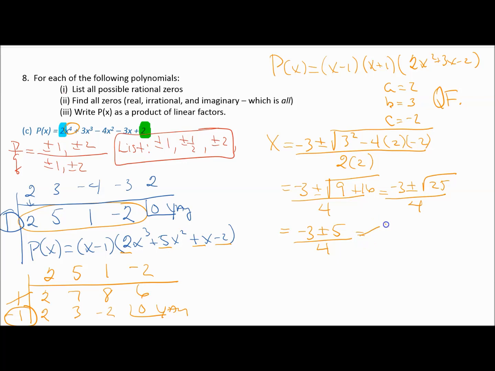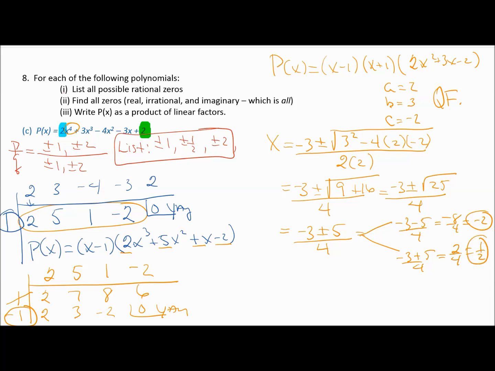Now I can split this up into two separate answers. One of them is negative 3 minus 5 over 4. The other one's negative 3 plus 5 over 4. That's going to be negative 8 over 4, which is negative 2, is one of my zeros. And that's going to be 2 over 4, so 1/2 is another 0.